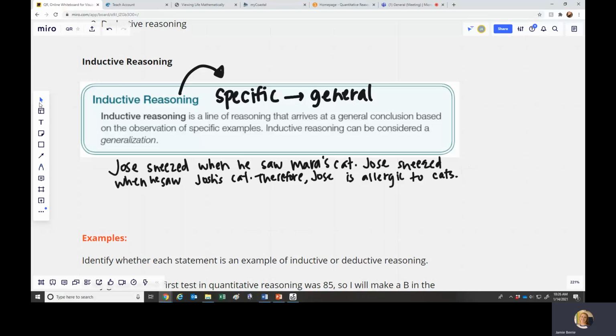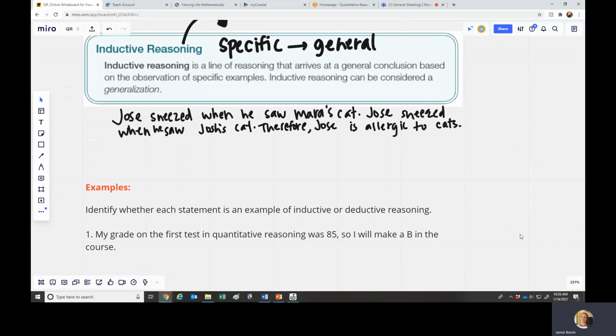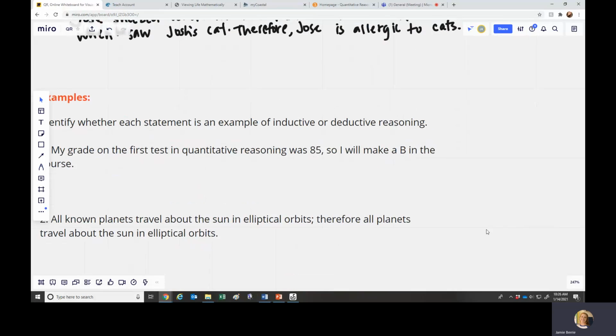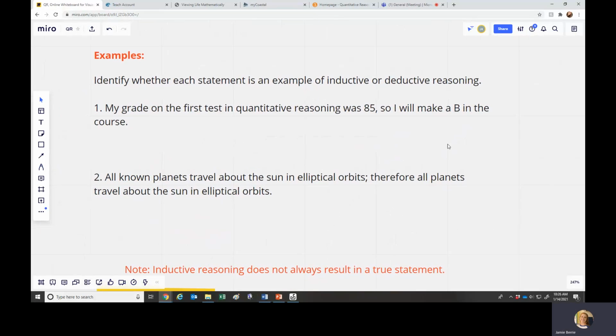I wanted to show you some additional examples of inductive reasoning, and we'll talk about why they are inductive. Remember, inductive is going from specific examples to a general conclusion. So number one: my grade on the first test in quantitative reasoning was an 85, so I will make a B in the class. You made an 85 on the first test, so you're generalizing and saying, okay, therefore I'm probably going to make a B in the class. This is definitely inductive reasoning.